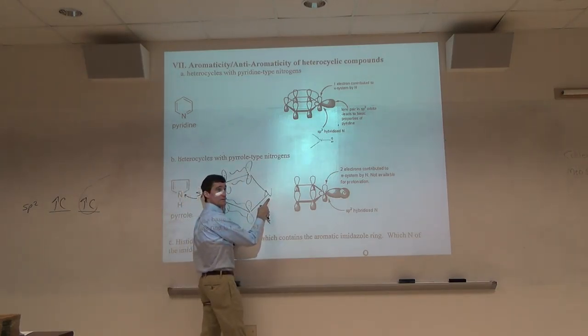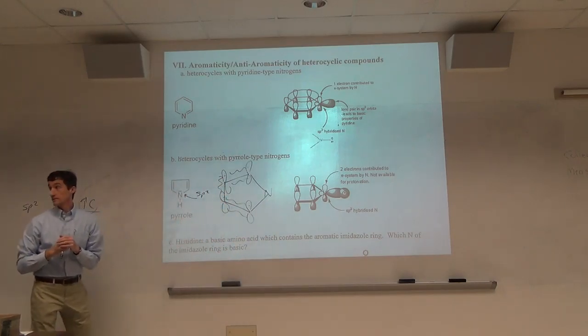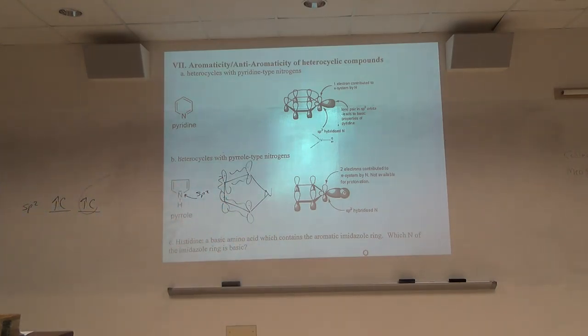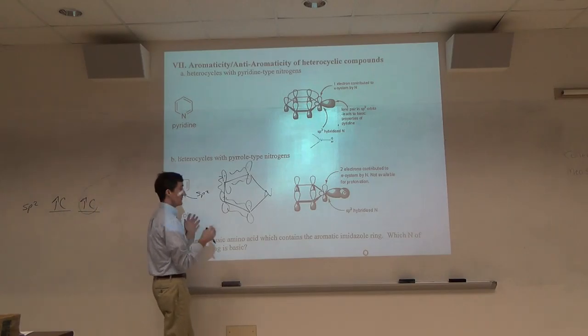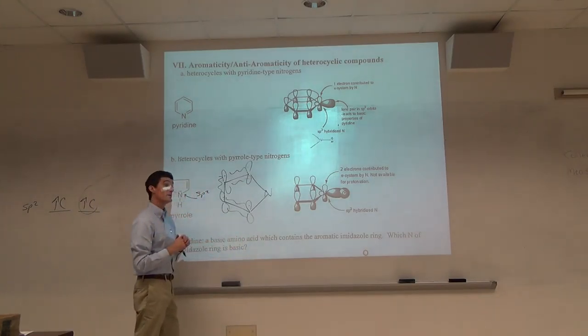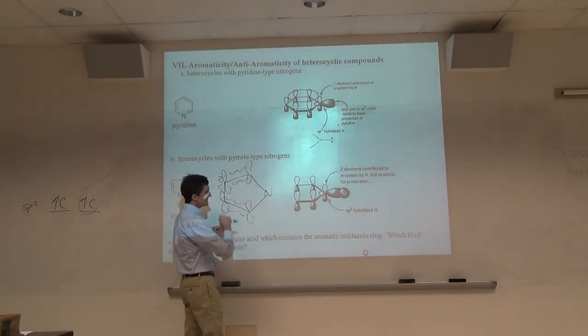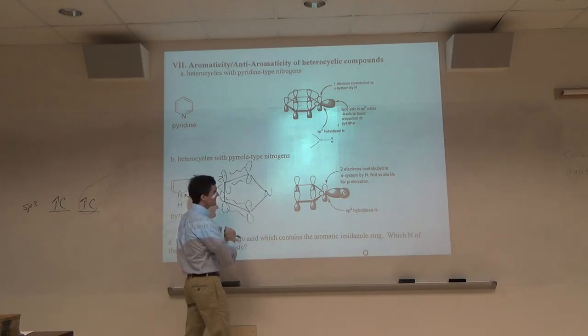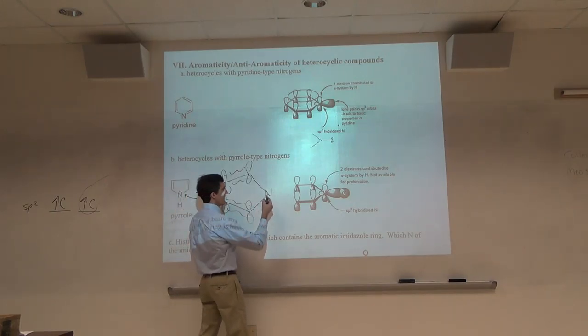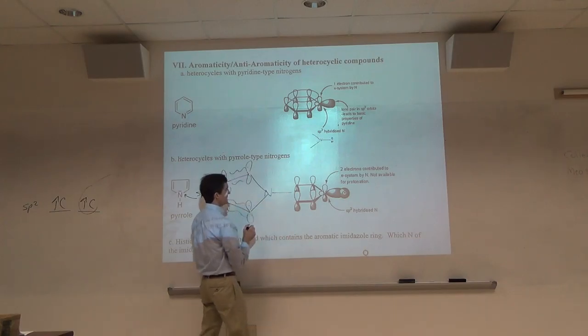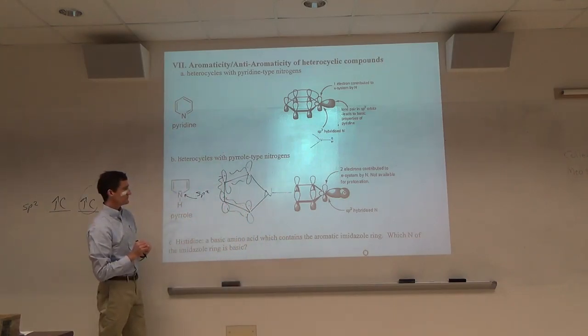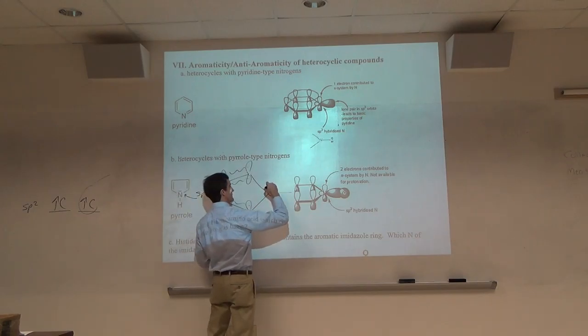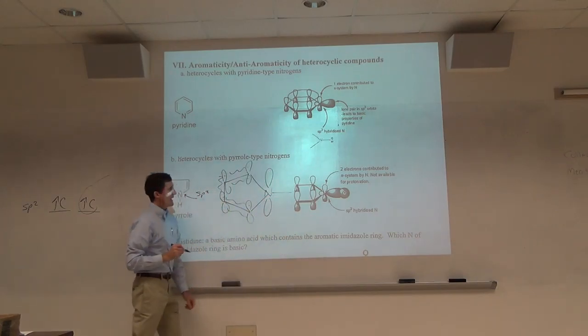We need a p orbital here. Now, if it's SP3, there ain't no p orbital there. Right, Antonio? Because SP3 only has four hybrid orbitals and no p orbitals, right? So if it's SP3, there's no chance of it being the superstable aromatic. Let's instead say, nitrogen, are you willing to become SP2? If you're SP2, we're going to make you trigonal planar, and there's the trigonal planar. And what's left over? A p orbital.